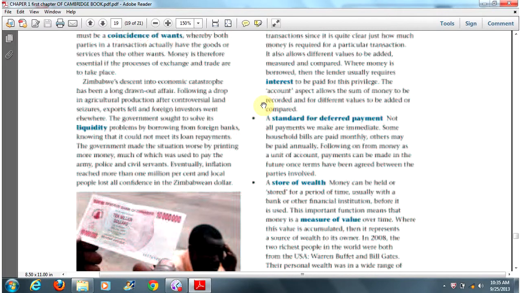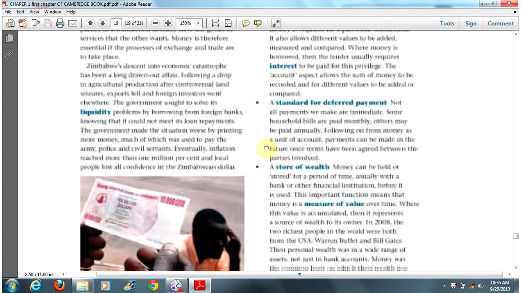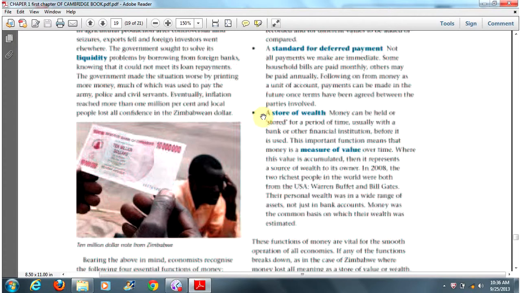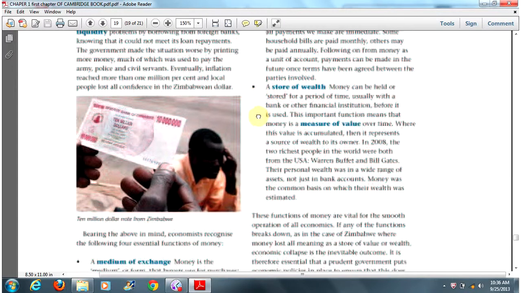Money can be held or stored for a period of time, usually with the bank or financial institutions, before it is used. This important function means that money is a measure of value over time. Where this value is accumulated, then it represents a source of wealth to its owner. In 2008, the two richest people in the world were both from the United States, Warren Buffett and Bill Gates. Their personal wealth was in a wide range of assets, not just in bank accounts. Money is the common basis on which their wealth was estimated.